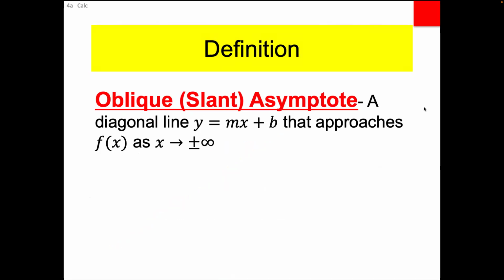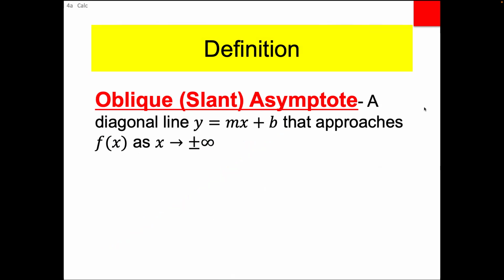So that's how we're going to define this, right? What's an oblique or a slant or a diagonal asymptote? It's a diagonal line, y equals mx plus b, that approaches f of x as x goes to positive or negative infinity. Kind of makes sense. That was basically, in word form, the description of what I just showed you.